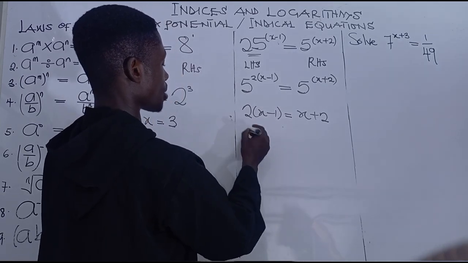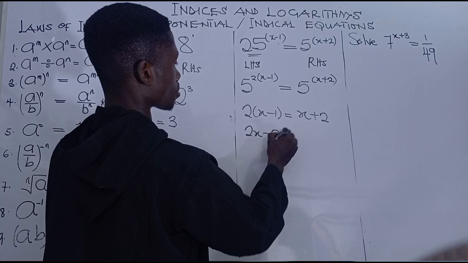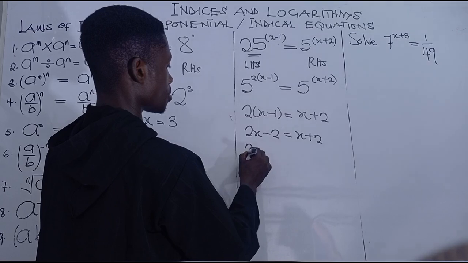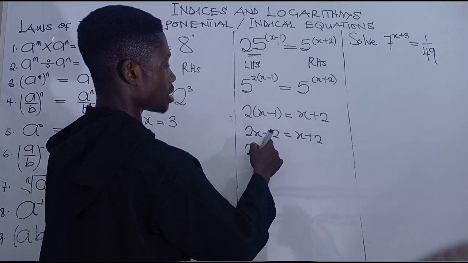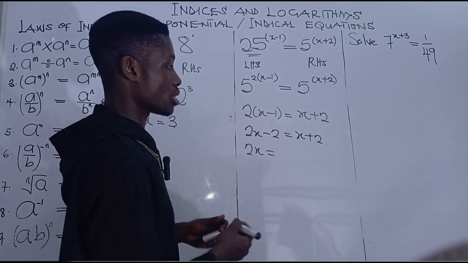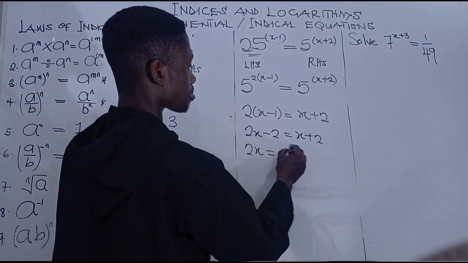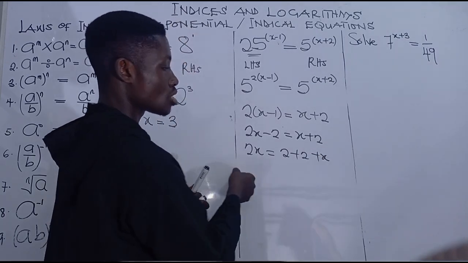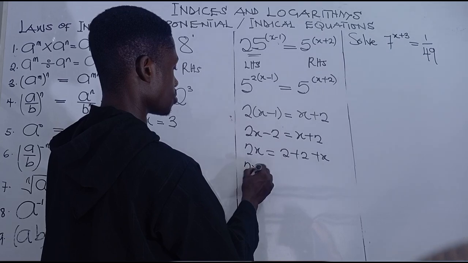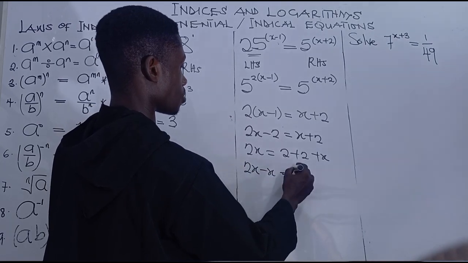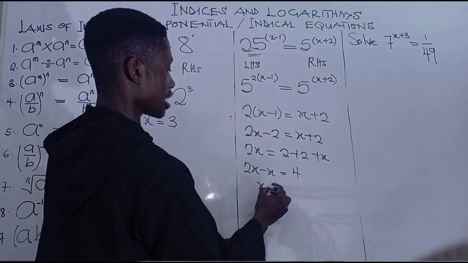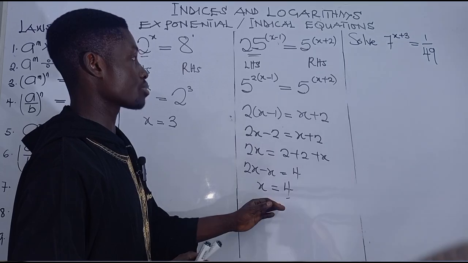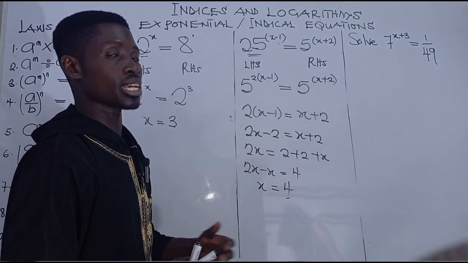Let's expand this bracket. We have 2x minus 2, and this is equal to x plus 2. Now let's do some transposition. Let's transpose the whole of negative 2 to the left hand side of the equation. So we are going to have 2 plus 2 plus x, and then let's bring this x to the left hand side of the equation so that we have 2x minus x is equal to 4. This will give us x, and this is 4. So therefore, the value for x which satisfies this equation is 4.